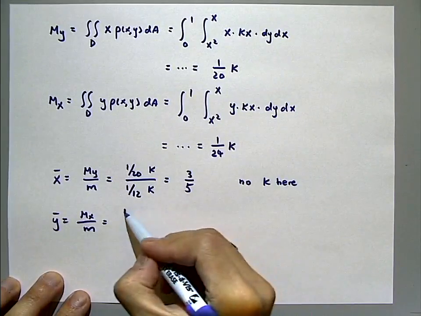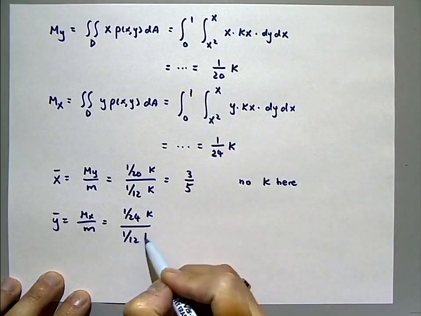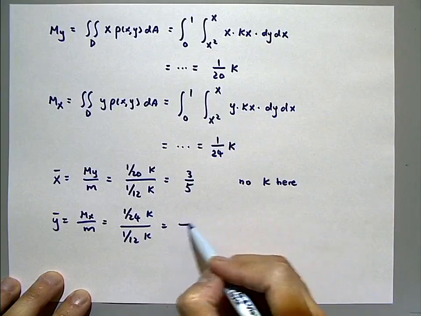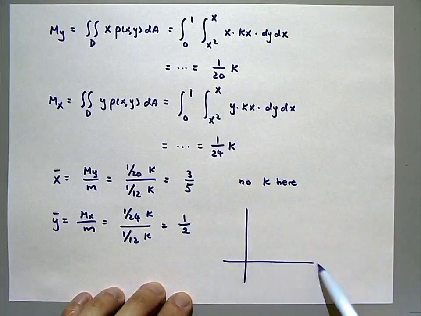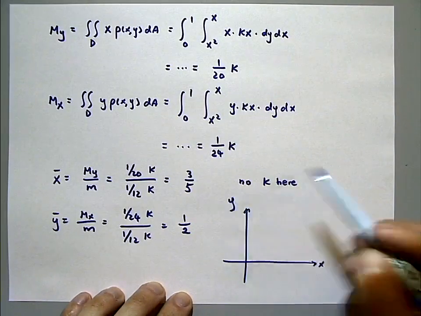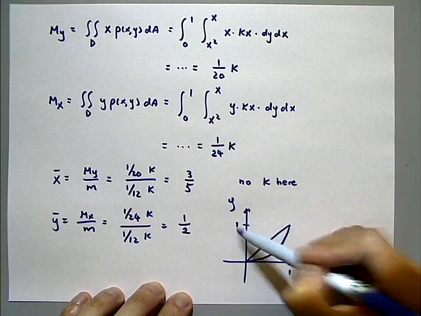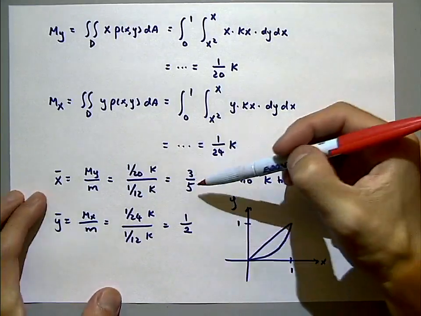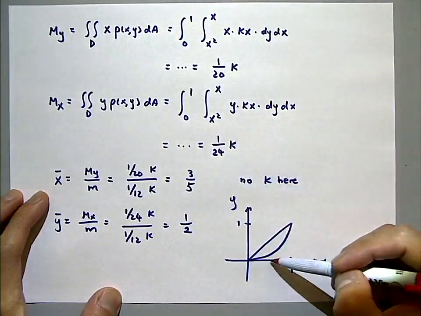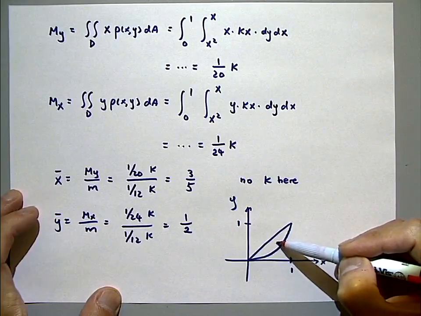For y bar, it's 1 over 24k, that's mx, over the mass, and that gives you 1 over 2. Again, no k, right? So this means that the center of mass of this little half-moon shaped thing is going to be at x is equal to 0.6 right here, and y is equal to 1/2. So somewhere over here.